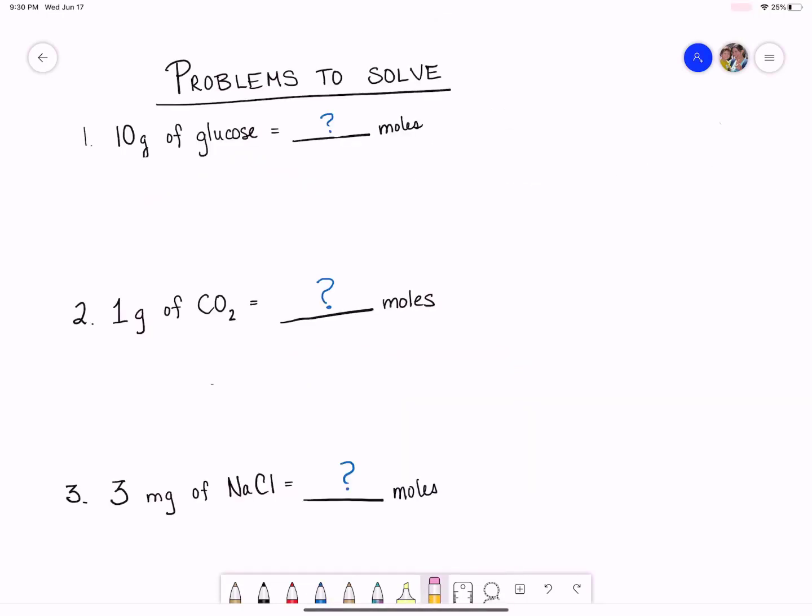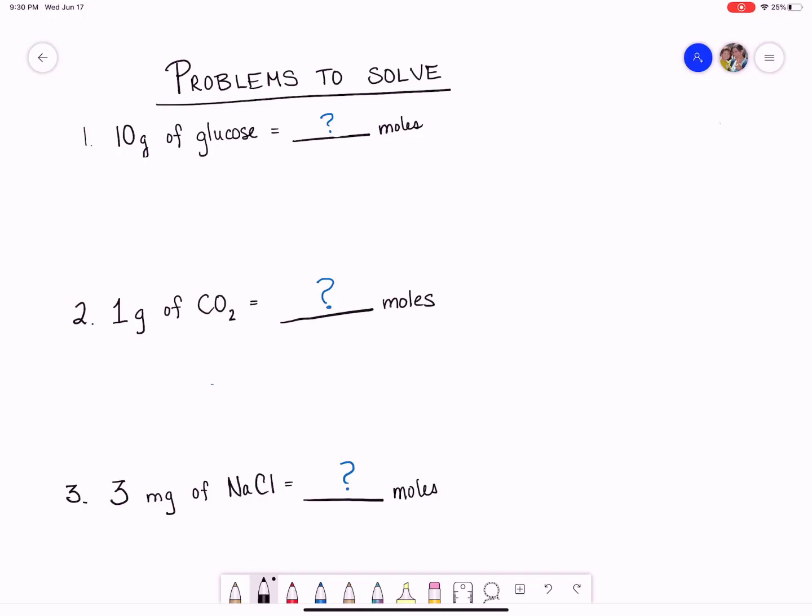I'm going to set up 3 example problems to solve. The first one is 10 grams of glucose equals how many moles? 1 gram of carbon dioxide equals how many moles? And 3 milligrams of sodium chloride equals how many moles? So let's go ahead and solve these, and hopefully you'll be able to see the strategy.